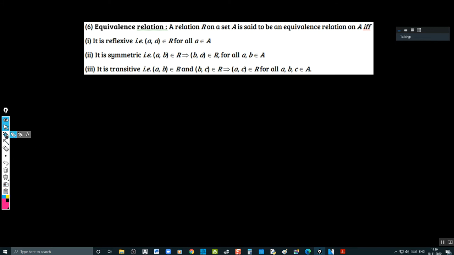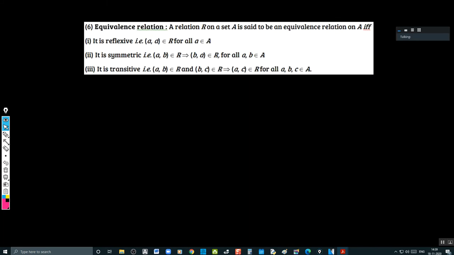Okay. Next one, please see this one. Now, every doubt will be clarified with this problem. Yes, please. Can I ask that? Yes. In an equivalence relation, all three conditions should be met. It is said to be an equivalence relation if all three conditions are satisfied. Number 1, reflexive. Number 2, symmetric. Number 3, transitive.